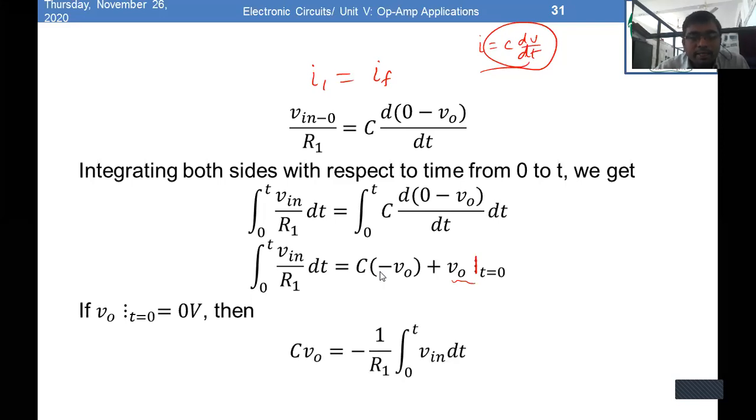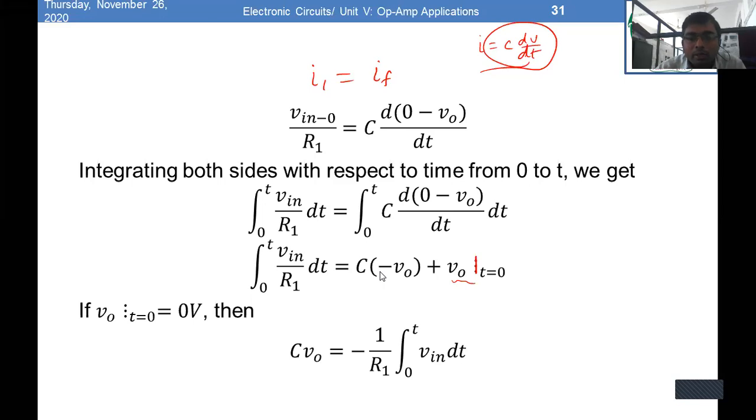So in this case, what happens if you consider v naught is equal to 0 at t is equal to 0 time period? Then you can write C v naught is equal to minus, R1 is constant, so you can take it out of the integration sign, minus 1 upon R1, then it is integration of v in dt from 0 to t time period. Okay, so finally you can write the equation of output voltage here.